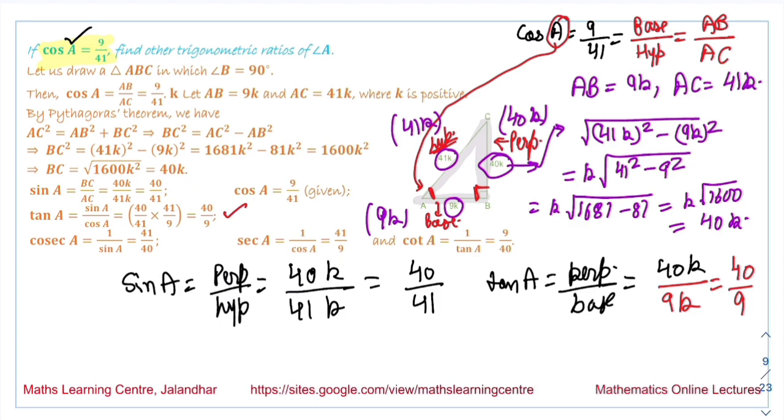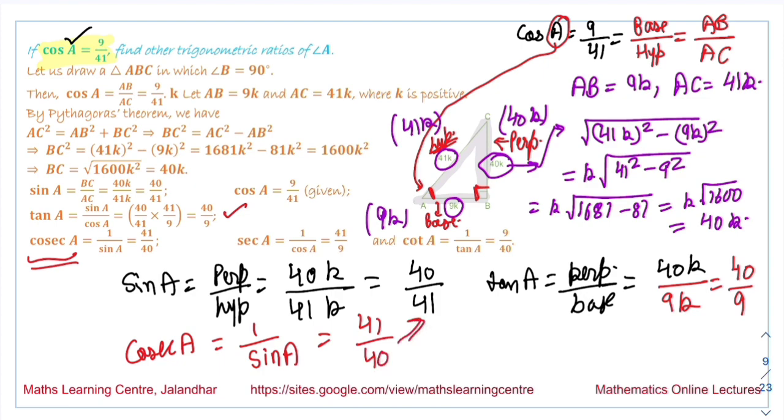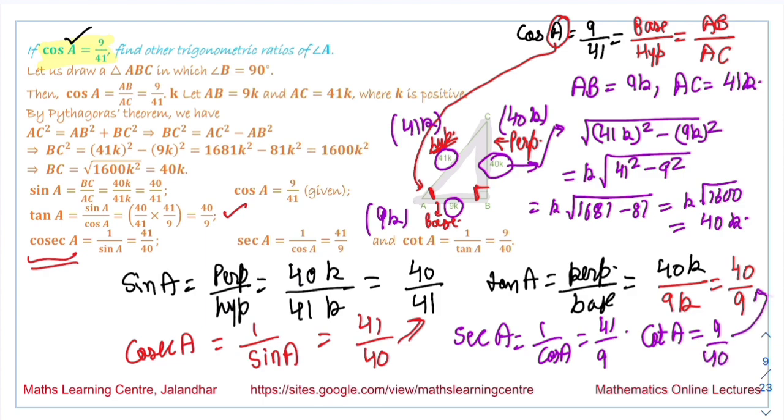Next is cosecant of A, and we know that cosecant of A is equal to 1 over sin A. So that will be equal to 41 over 40. The secant A is 1 over cos A, so the answer we get is 41 over 9. And last we have cot of A, which will be 9 by 40, because cot A is 1 over tan A.